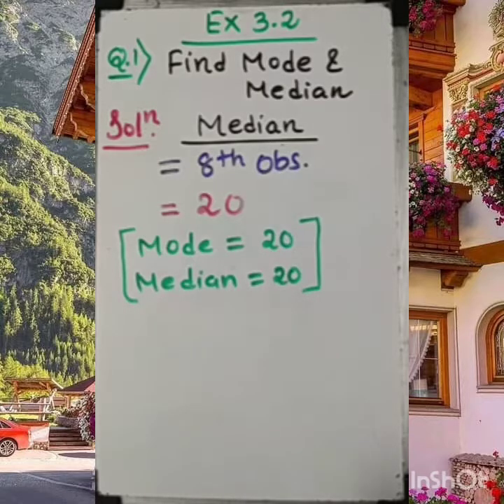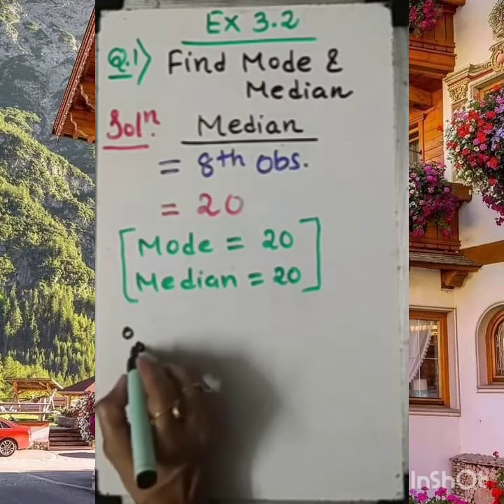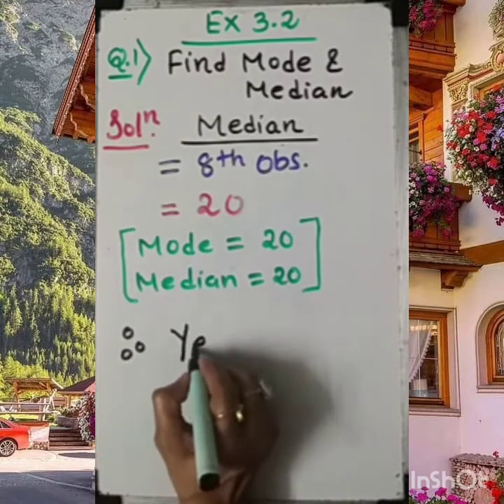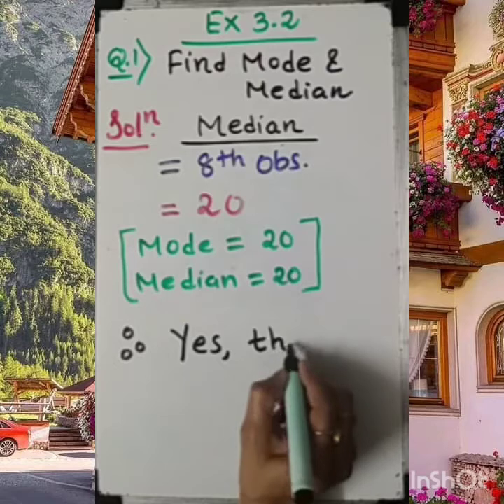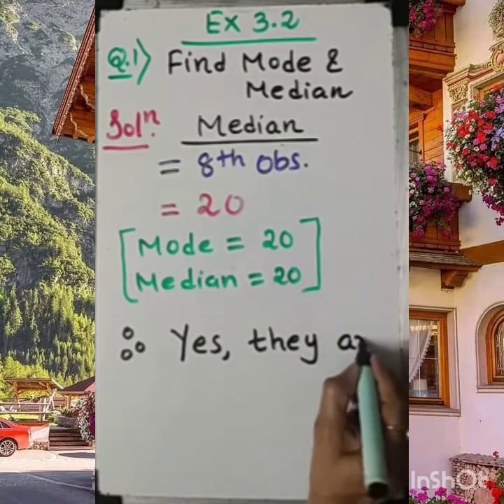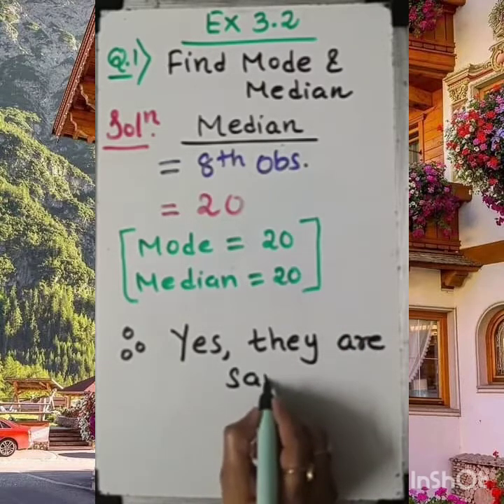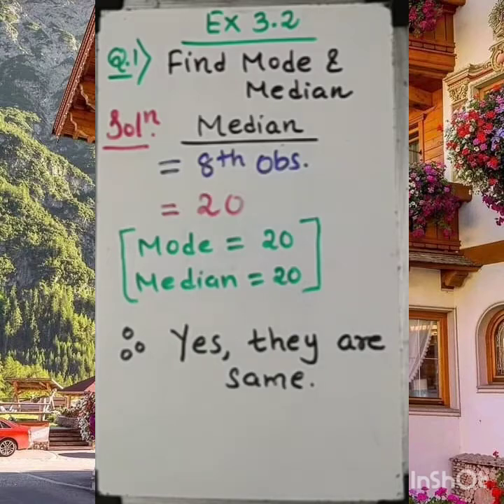So we need to mention here, are they same? For this question we need to say yes, they are same. For this question only they are same, but it is not necessarily true every time that the mode and the median of the same data can be equal. Got it? This is the complete solution of question number 1. Clear to you?